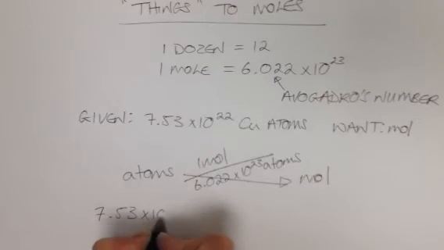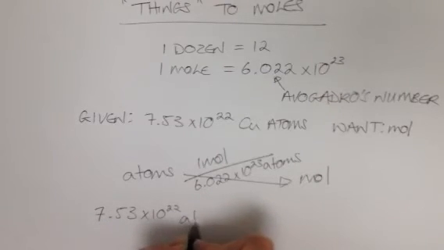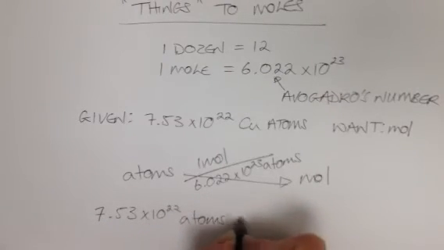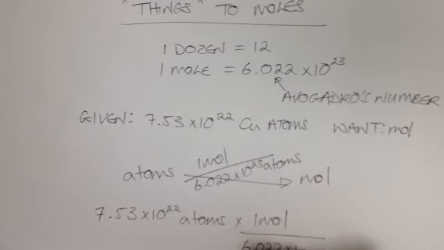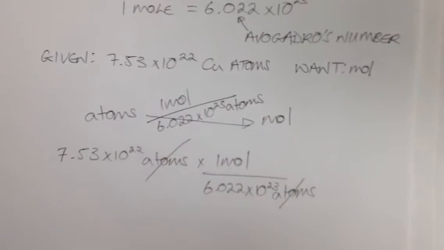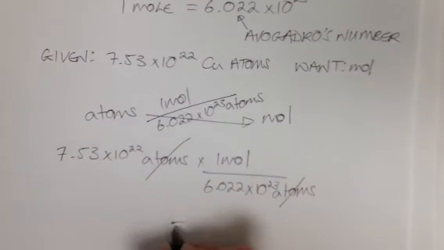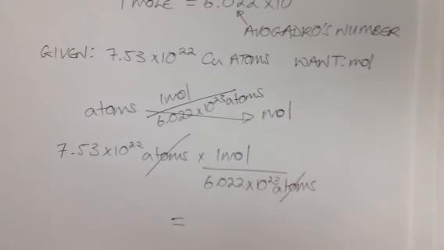So we've got 7.53 times 10 to the 22 atoms multiplied by 1 mole over 6.022 times 10 to the 23 atoms. Atoms will cancel and we'll be left with moles. Let me see what we get here.